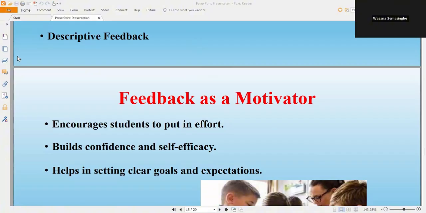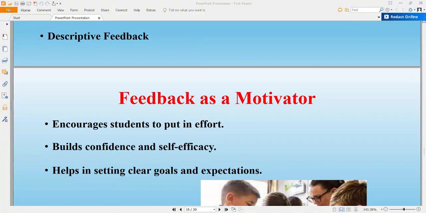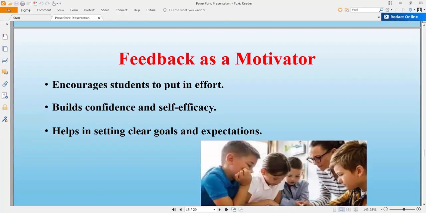How a feedback becomes a motivator. We can encourage students to put in effort. So we can talk about their strengths, their weaknesses, and if they are weak in some points, we can encourage them to do better, and they will try to perform.